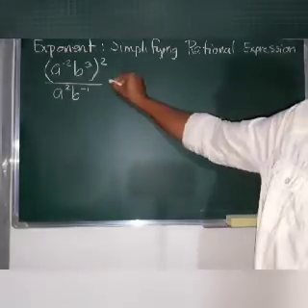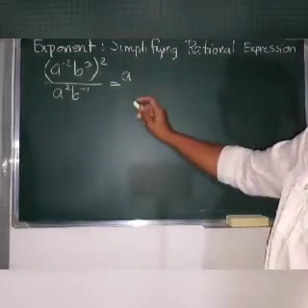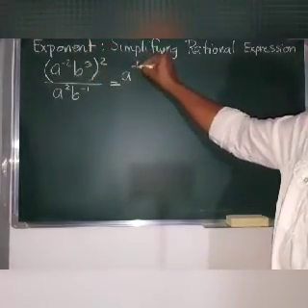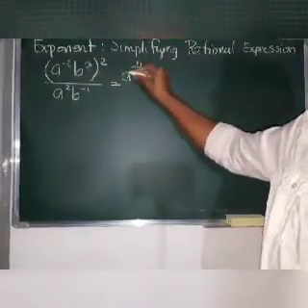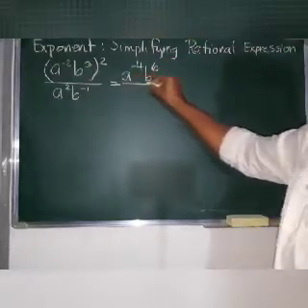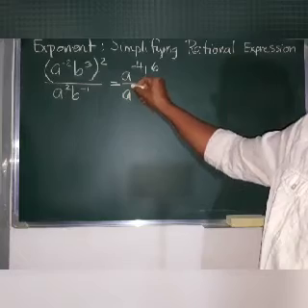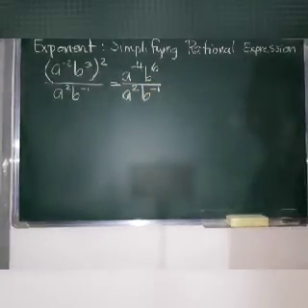Okay? So, copy the base and then multiply the exponent. 2 times negative 2, we have negative 4. And copy the base, b. 2 times 3, we have 6. All over, copy this one, a squared, b raised to negative 1.